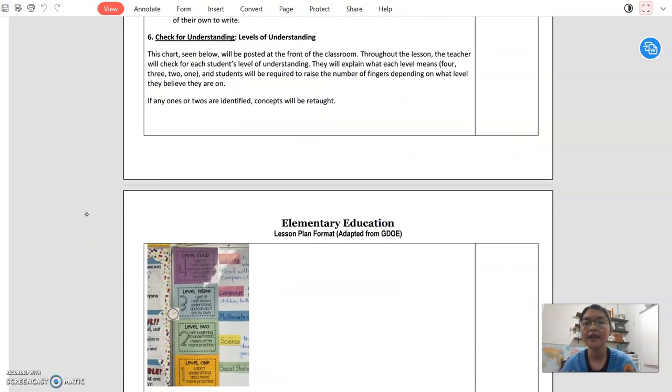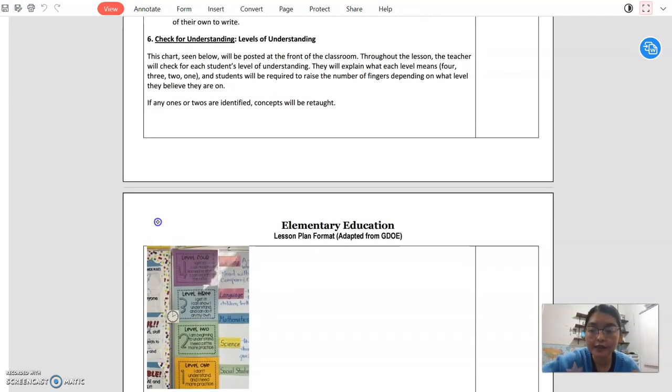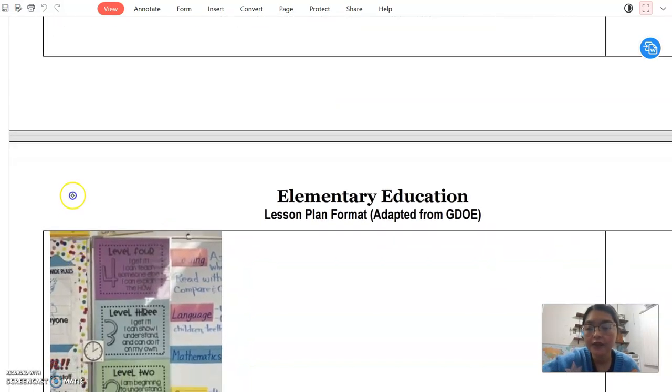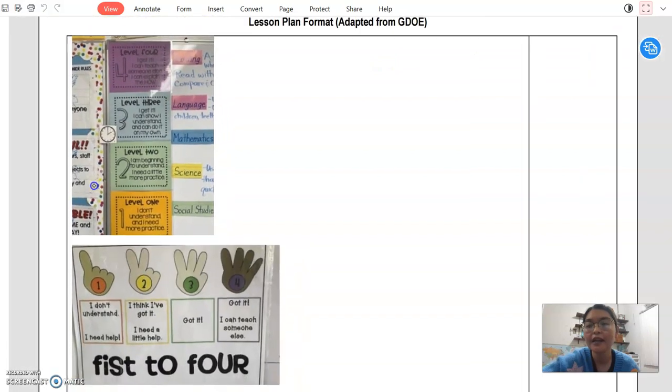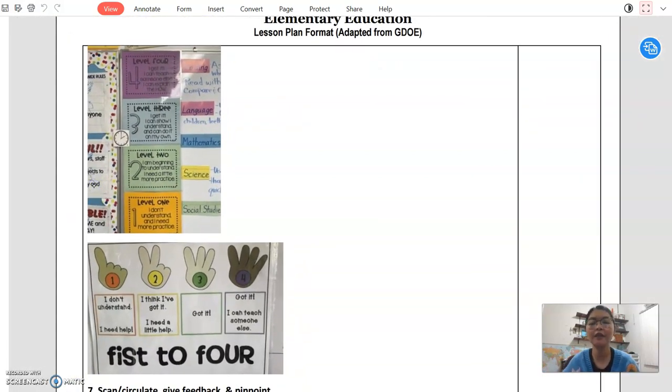For the check for understanding, I have the levels of understanding, which you can see here. So this is put in the front of the classroom, and as I go throughout the lesson, I will periodically ask, like, how well do you understand this? Show it to me on a scale of 1 to 4. And of course, I will teach them what this is beforehand.